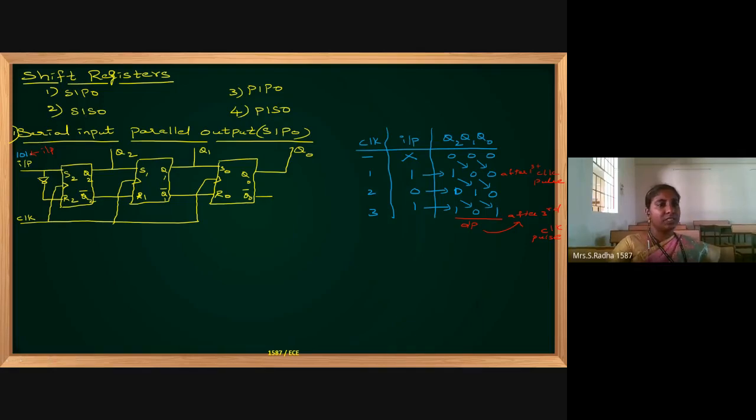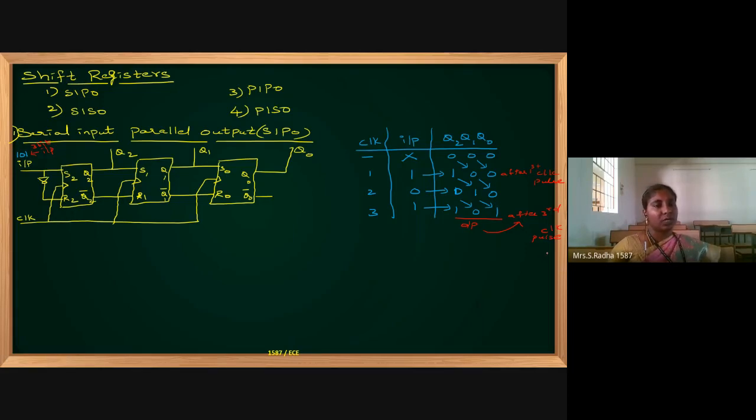You are giving input serially, bit by bit. It is a 3-bit input, and you require 3 clock pulses for the output to show that input. The input will come at the output side after 3 clock pulses.